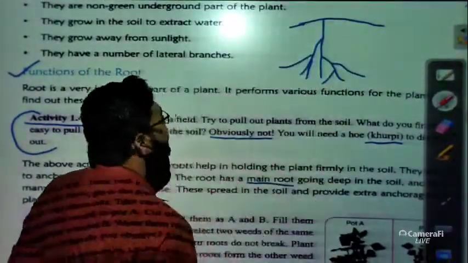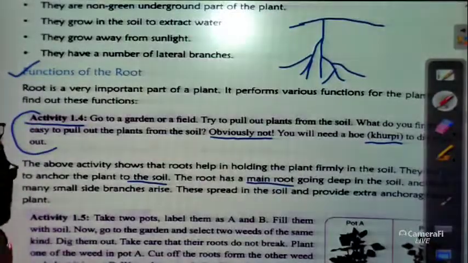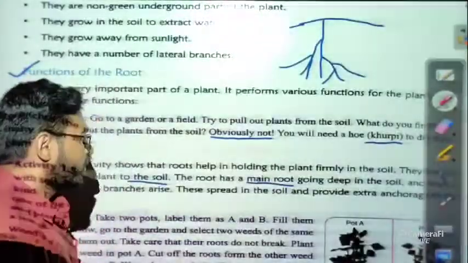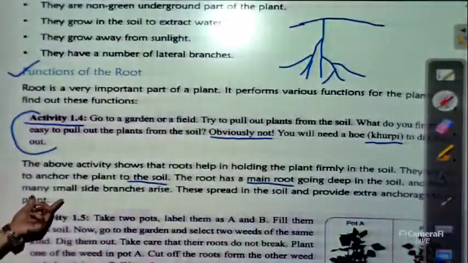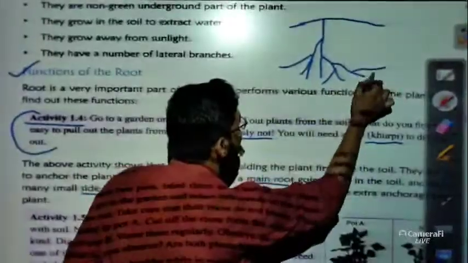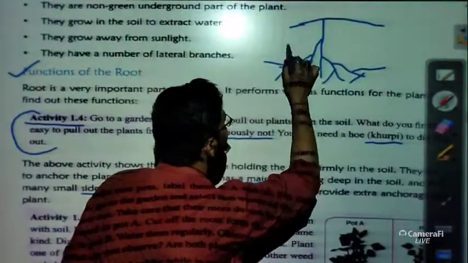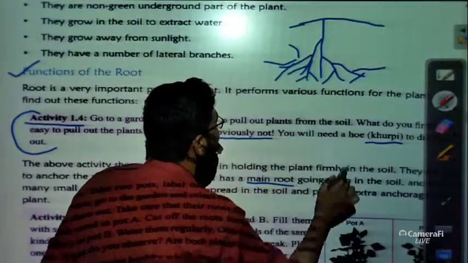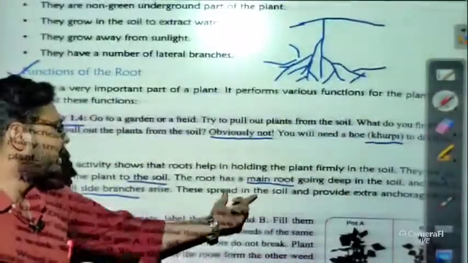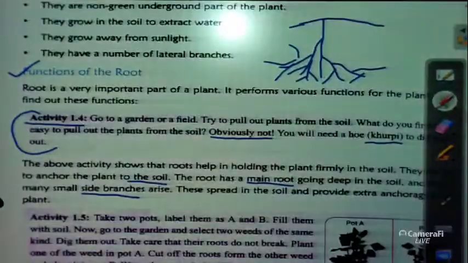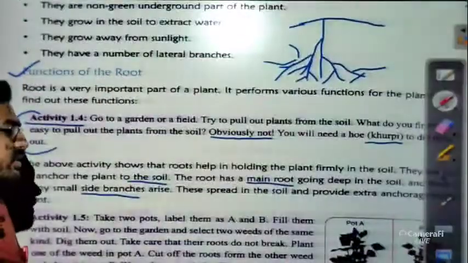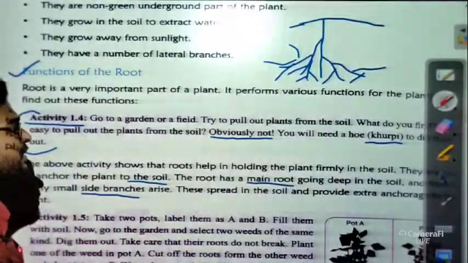We have already discussed that root is the underground part of the plant, and from it many small side branches arise. Side branches means these kind of things. Many side branches arise, and it varies from plant to plant. These spread in the soil and provide extra anchoring, extra grip, to the plant.